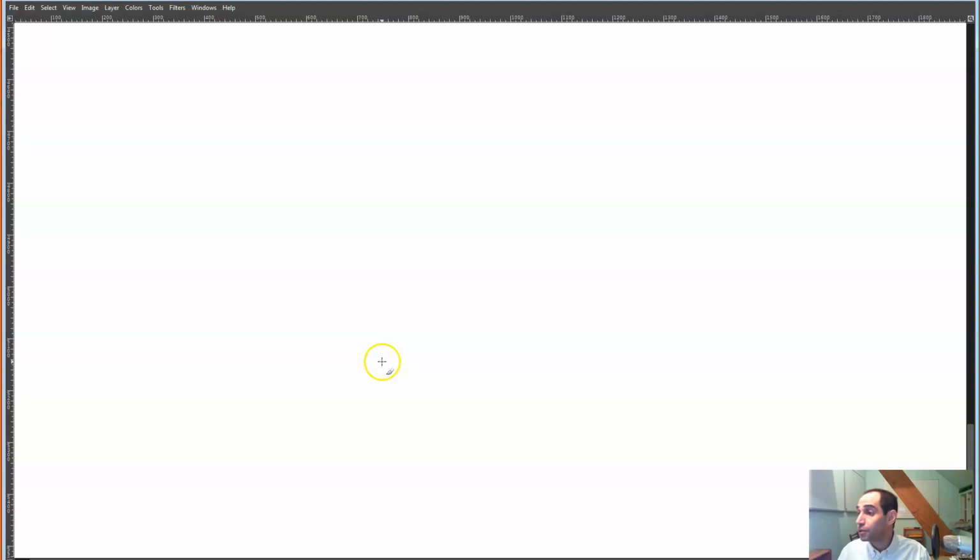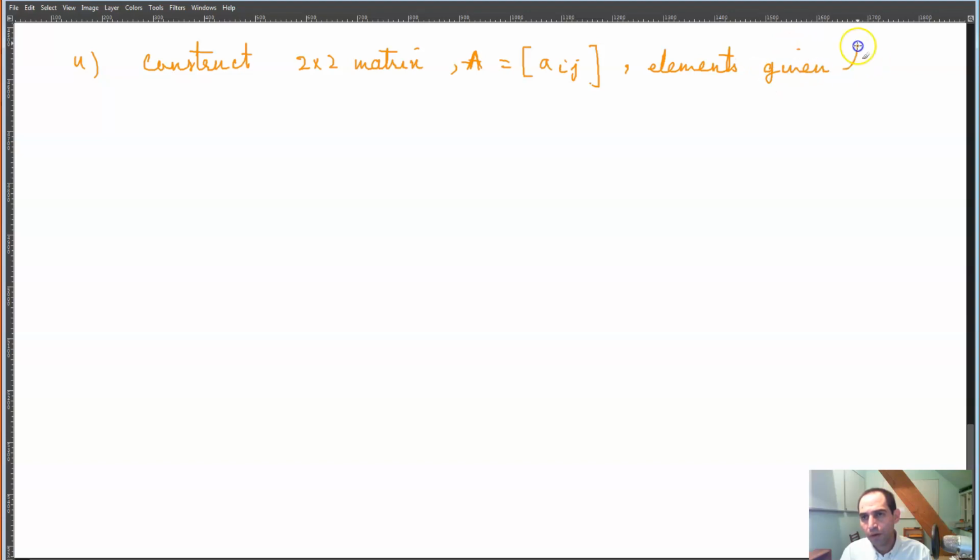So question number 4 is construct a 2 by 2 matrix A, where A is equal to A of ij, whose elements are given by A of ij is equal to (i plus j) whole squared divided by 2, right?